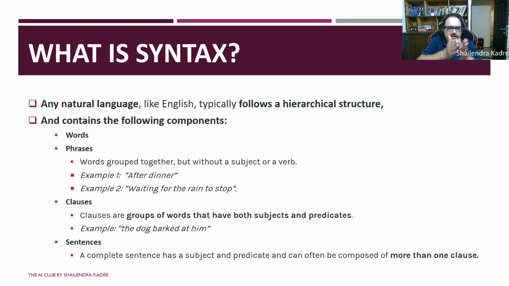Then the next higher member is clauses. Clauses are groups of words that have both a subject and a predicate, like "The dog barked at him." This is a complete clause. It has a subject, and it has a predicate. These kinds of sentences are called clauses. And when we combine many clauses together, it forms a sentence. So a sentence is a collection of more than one clause.